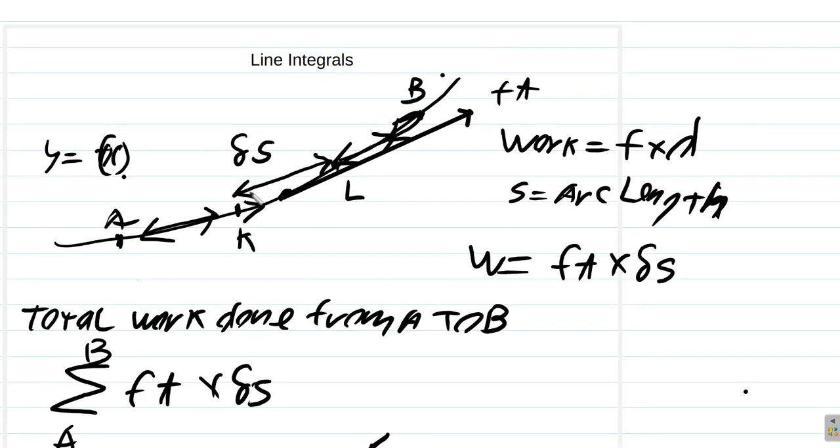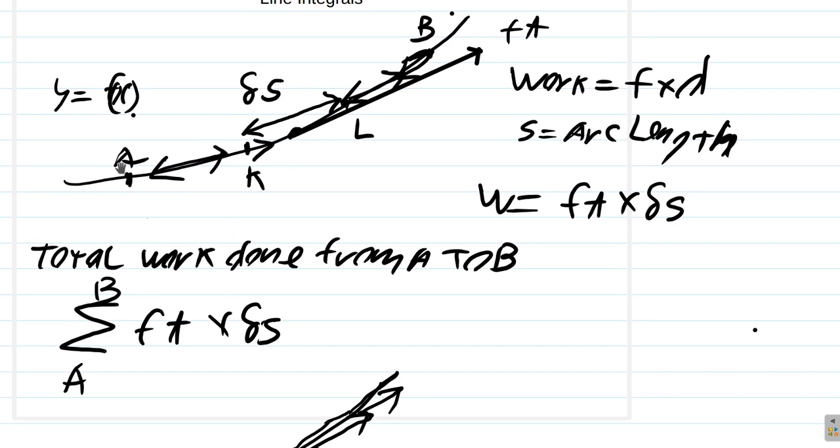Right, see it here? So work is force, the tangent force that you're pushing the object with, times the distance you move. You're changing the length of the chord, delta s. So if you break up the curve into more than one chord, you're summing up the total work from A to B of the tangent force here times the length of each chord.